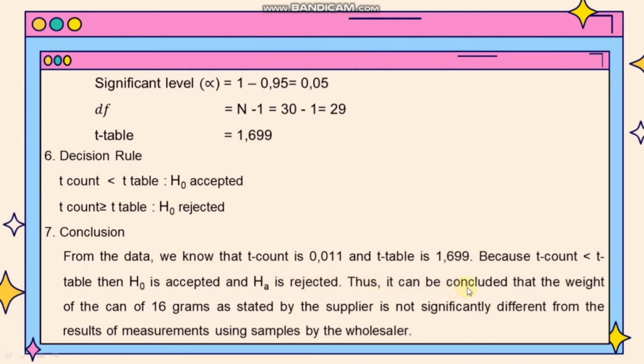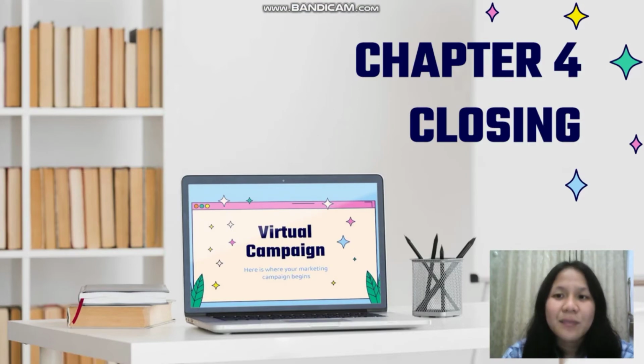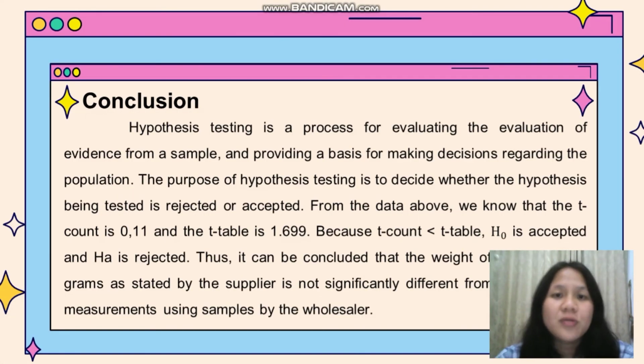Thus, it can be concluded that the weight of the can of 16 grams as stated by the supplier is not significantly different from the result of measurements using samples by the wholesaler. Furthermore, we know that the result of the SPSS is the same with the result of manual calculation. The next, chapter 4, Conclusion.